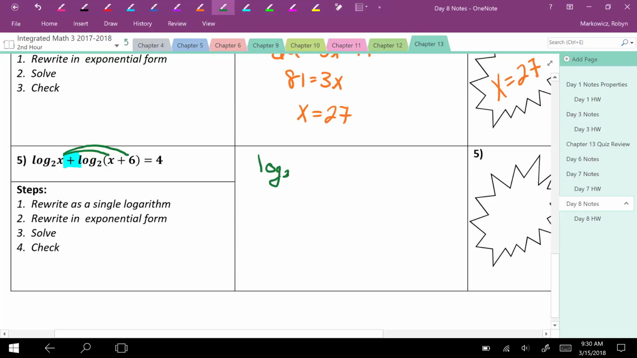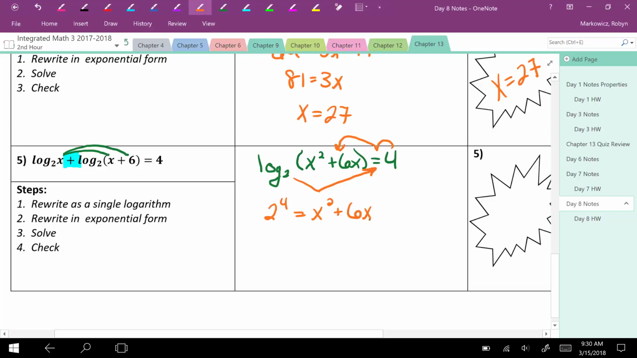Log base 2. X times x is x squared. X times 6 is 6x equal to 4. So all I did was change that one side. Log equal to a number. What do we do? Part method. 2 to the power of 4 is equal to my argument, x squared plus 6x.